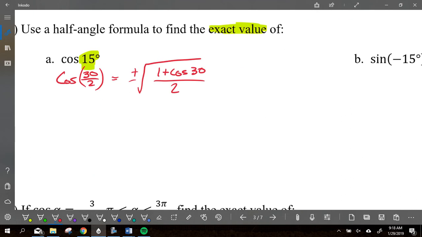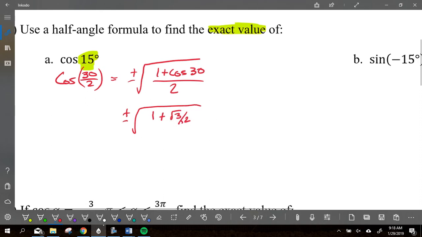And then really from here, this is, again, 7th grade math. How good are you with simplifying fractions? That's what we're working on. So if I simplify this, it's the square root of 1 plus cosine of 30 degrees, which is the square root of 3 over 2. I don't like writing the fraction like that because it throws us off. So square root of 3 over 2, all over 2.